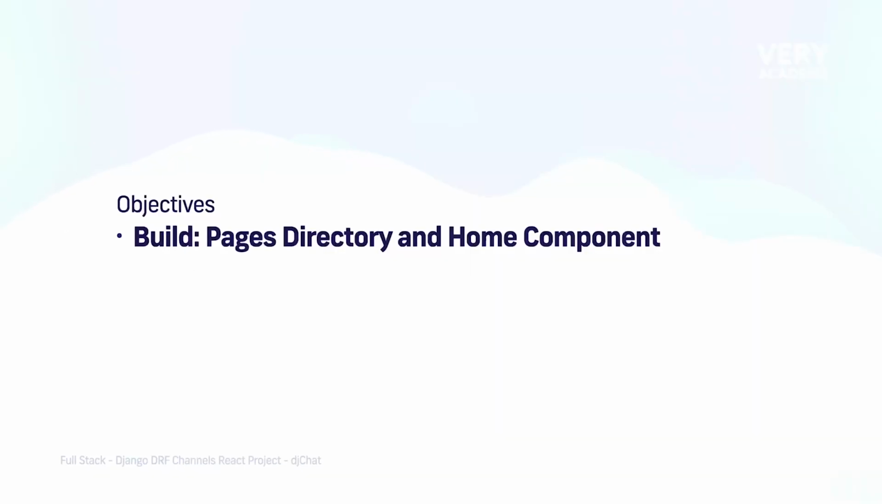Right, so let's start this off by creating a pages directory, which is typically used to contain components that represent individual pages of the application. So we're going to build the home component, which is the main component that's going to be utilized for when users navigate to the root of our application or the root of our website.